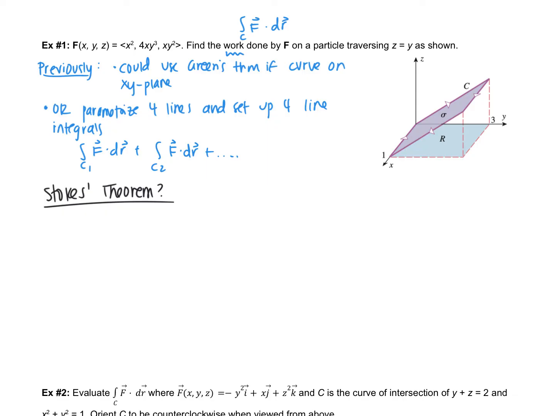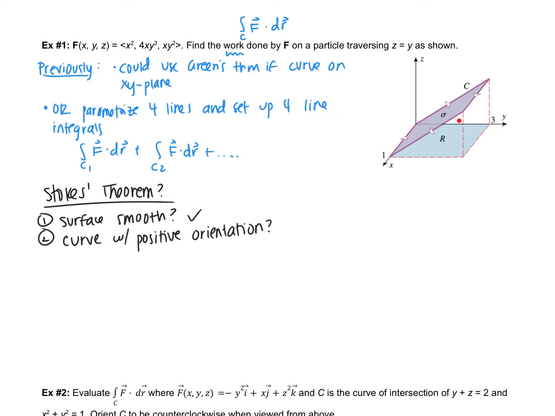Here are the questions to ask. First of all, is our surface smooth? Yes, it is. Second one, do we have a curve with positive orientation? Considering the orientation, we have 2 different options. So if this is our curve C, like we said, this purple outline, we can picture n going up or n could be going down.